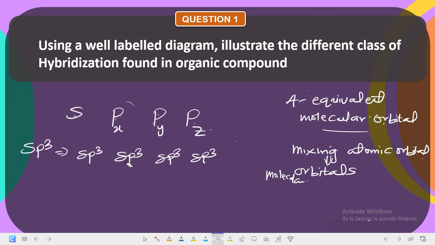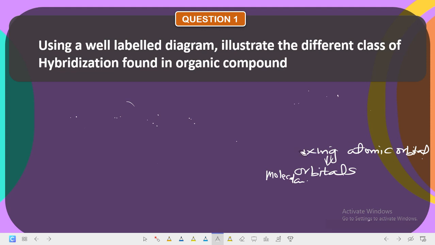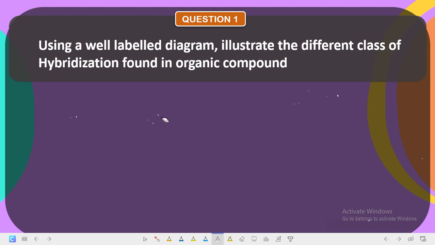So you see that the number of atomic orbitals that hybridized will give the number of molecular orbitals that will be formed. Now, how do we use the energy diagram to illustrate this? We are going to draw something now. How do we use the energy diagram to illustrate this? Now, the s orbital is less in energy than the p orbitals. In most cases, it is lower in energy than the p what? Orbital.